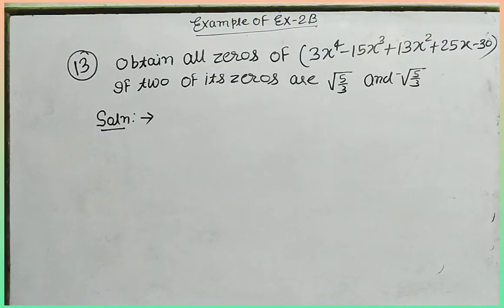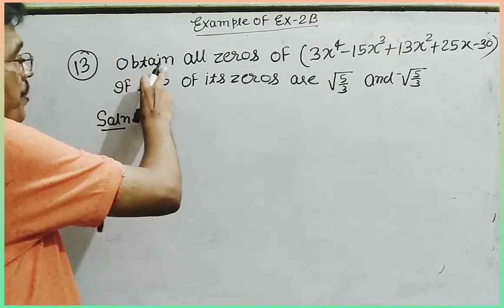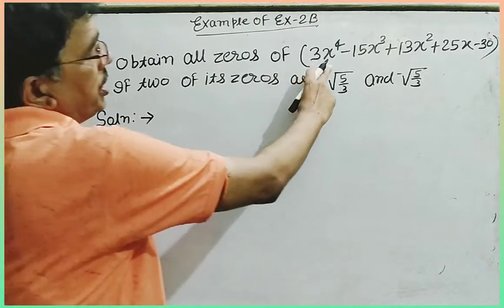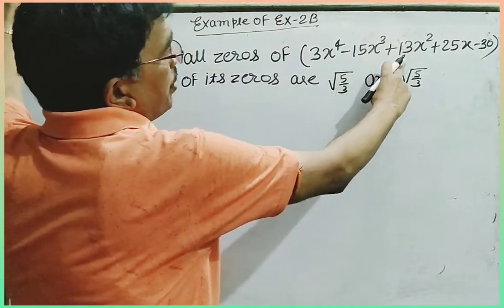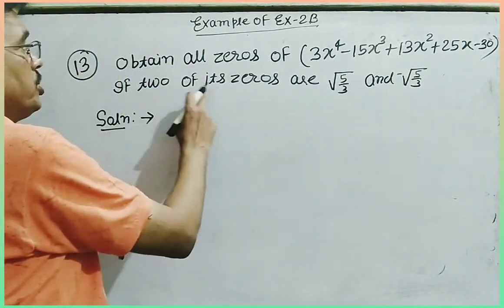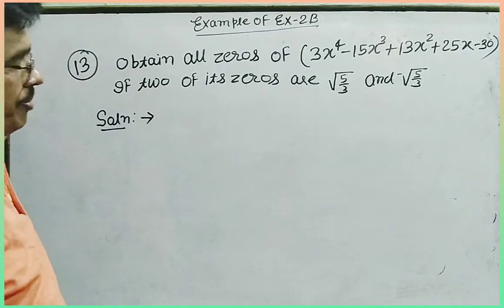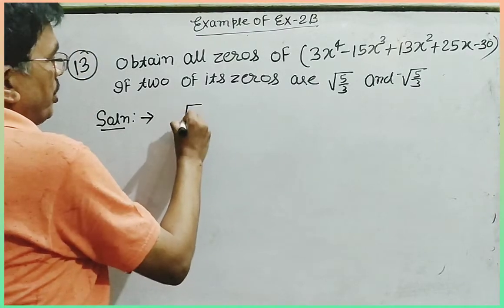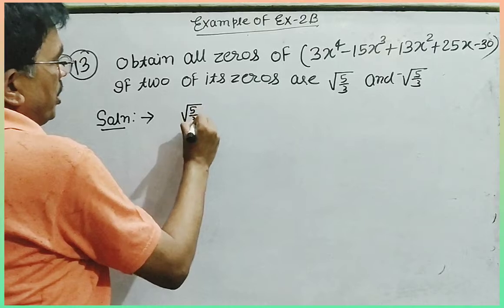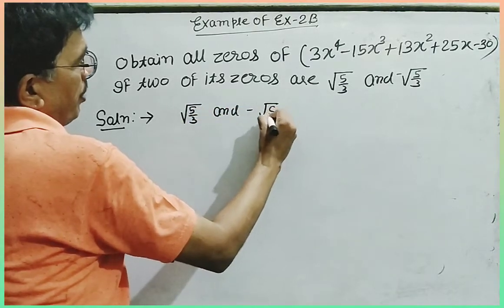Now question number 13, the last question of example 2b. That question is also like question number 12. Obtain all zeros of the polynomial 3x to the power 4 minus 15x cube plus 13x square plus 25x minus 30 if two zeros are under root 5 by 3 and minus under root 5 by 3. That means your zeros are under root 5 by 3 and minus under root 5 by 3.